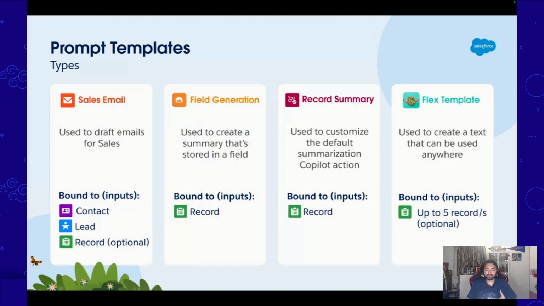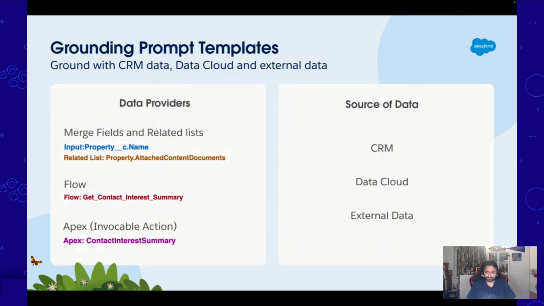So when I say creating prompt templates, you can create 4 different types of templates currently. First, you can create a prompt template that sends out emails. That's the sales email templates. Then, using prompt templates, you can fill in the values of fields. Those are the field generation templates. Then you can summarize a given record using the record summary templates. And finally, you can create what we call a flex template, with which you can create a prompt template that gives you text that can be used anywhere that you want. So these are the 4 different types of prompt templates that we allow you to create.